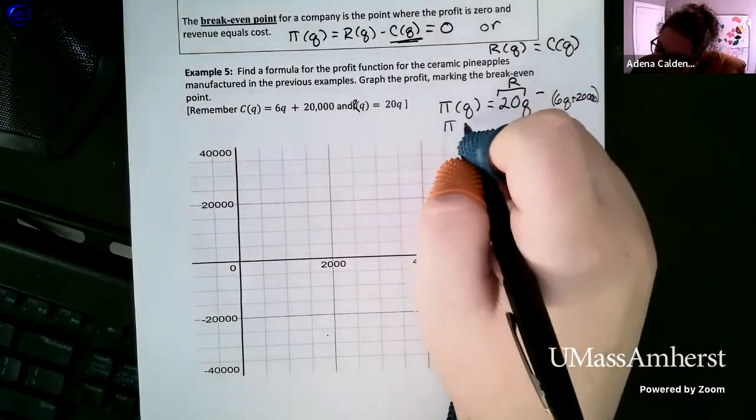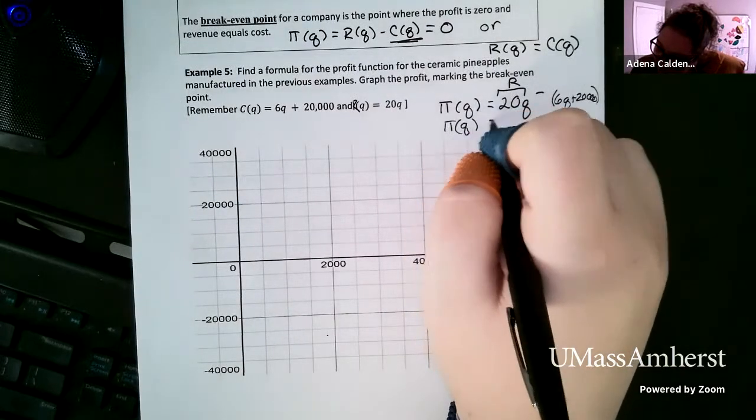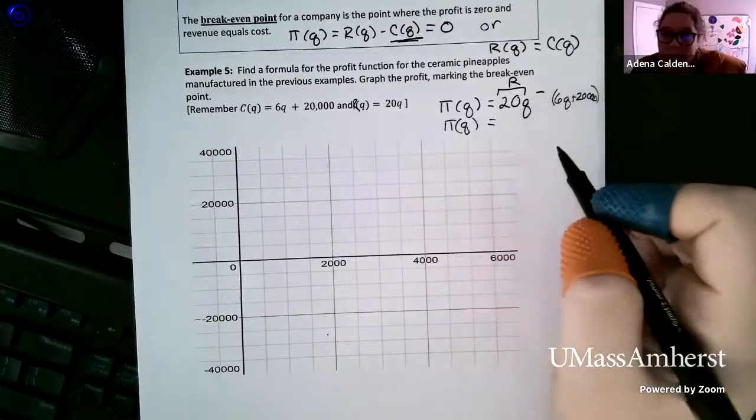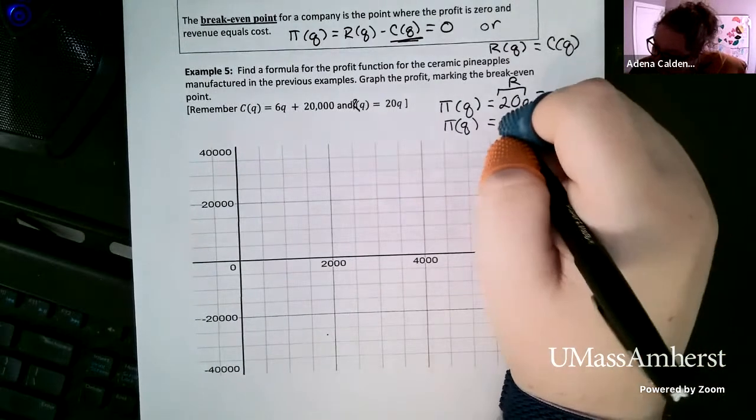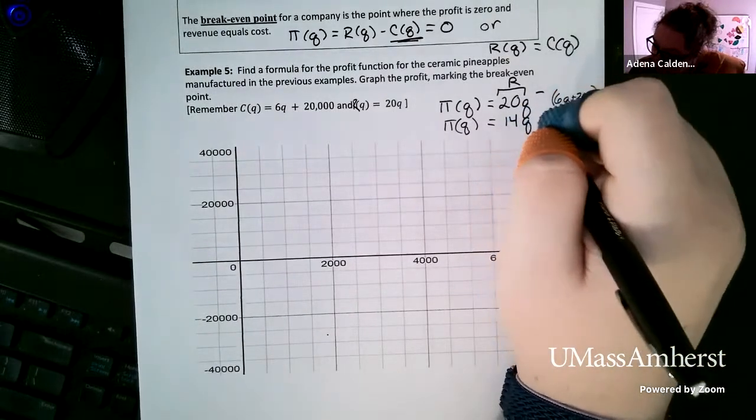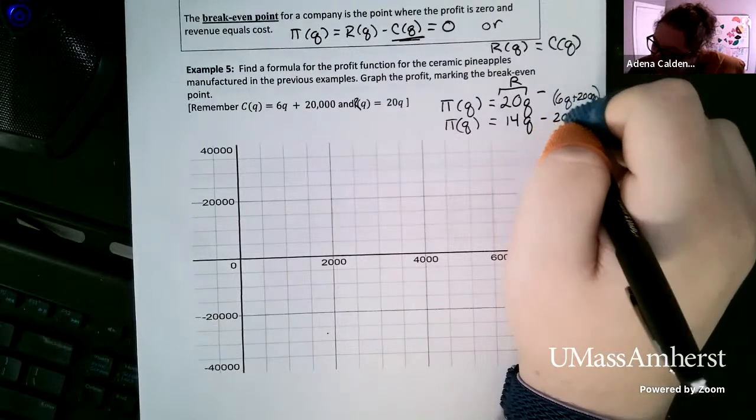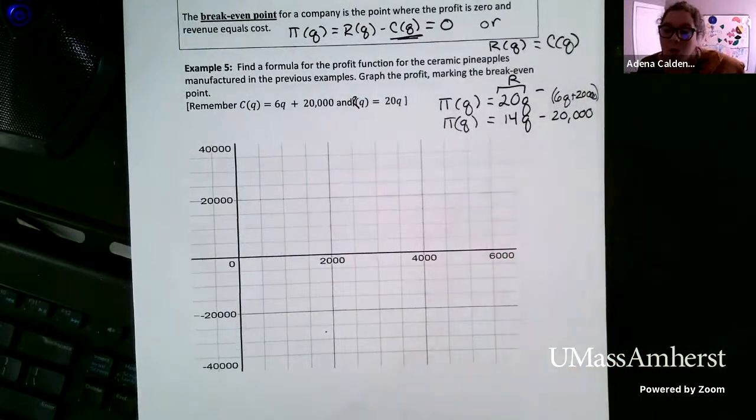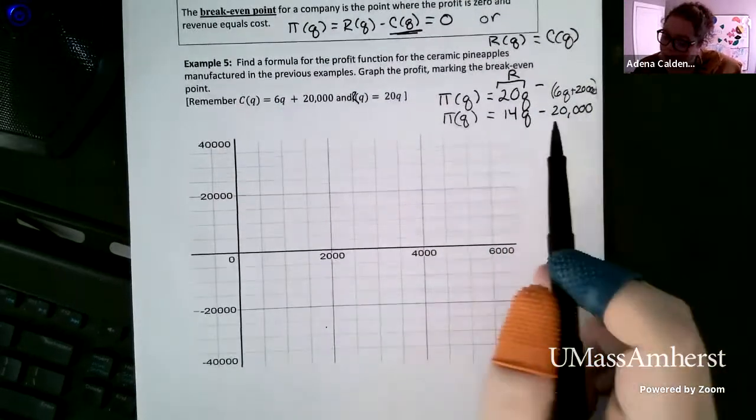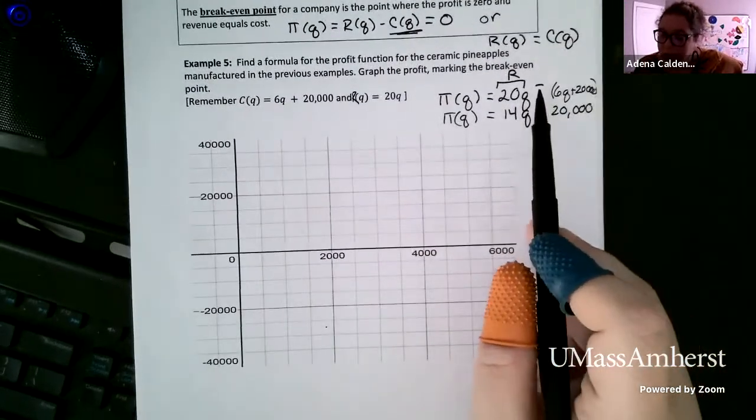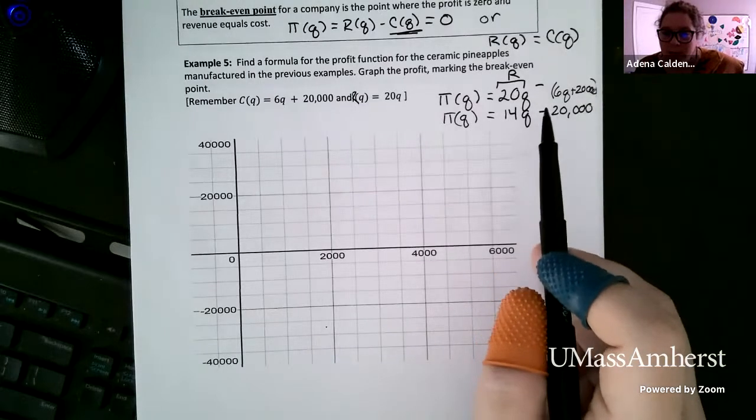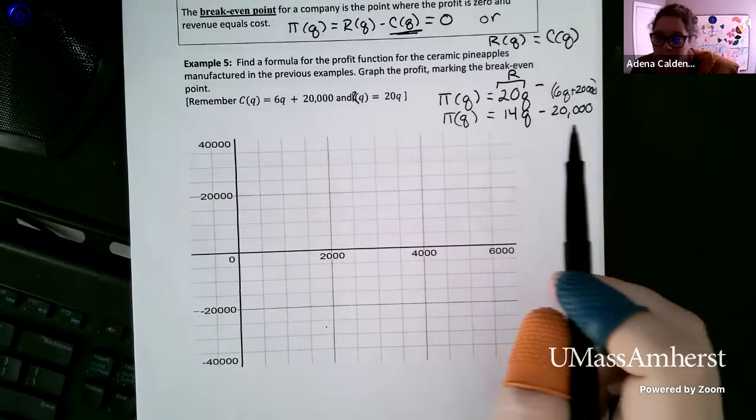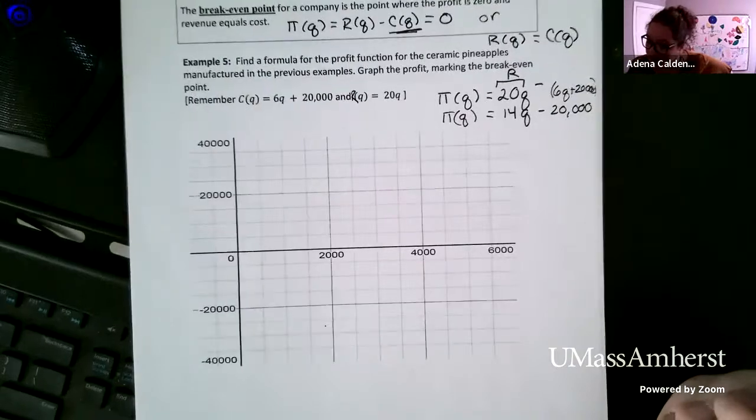So when we simplify this, we have a 20Q minus a 6Q. So that's 14Q. And then it's going to be minus 20,000, because the minus, again, goes to both terms. Oftentimes, if students get this type of problem wrong, it's because they didn't use parentheses and they ended up with a plus 20,000 or something like that. So just be careful about that.